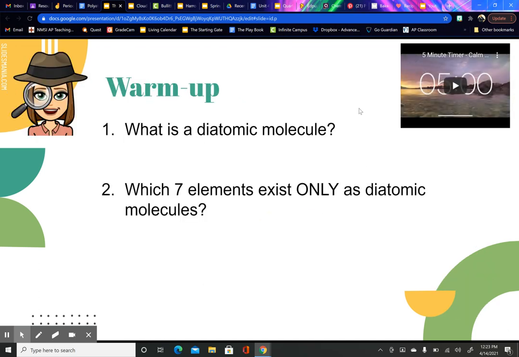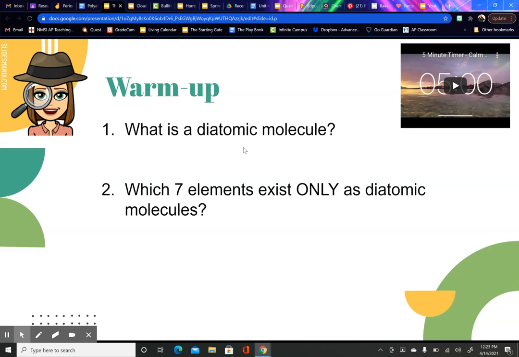So the first thing that we're going to look at is, what is a diatomic molecule? And then I'm also going to ask you which 7 elements exist only as diatomic molecules. I'm not going to give a lot of instruction in this. What I really want to do is pause, and in the Edpuzzle, I'm going to ask you to type your answers in. You should just be able to do a quick Google search to find the answers to these. So go ahead and search for those now and write your answers down and record them in the Edpuzzle video.